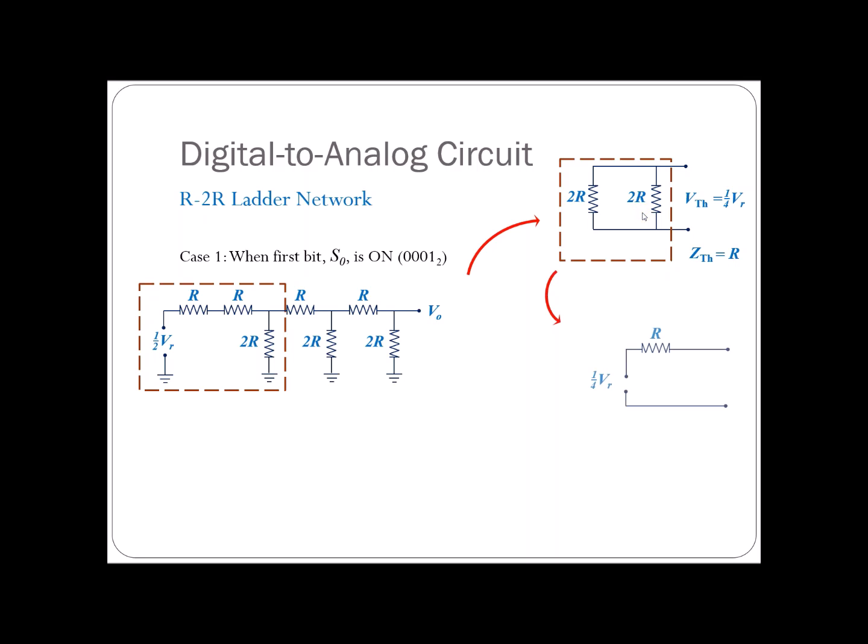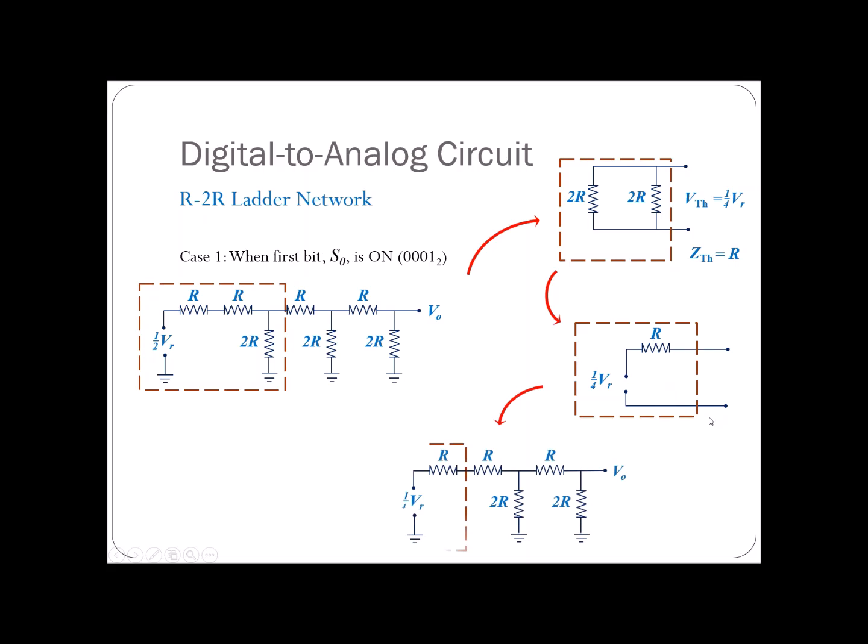So my Thevenin equivalent will be like this, right? The Thevenin voltage is a quarter of VR, VR over 4, and the Thevenin impedance is equal to R. I will redraw this circuit again, but I will replace this red box with this Thevenin equivalent, right? So this is what we will have.